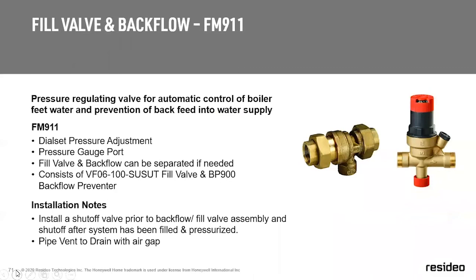Hydronic products, fill valve and backflow preventer, the FM911. That is a set it and forget it. It's an easy fast fill device. It'll fast fill at street pressure. And then whatever you set the poundage for, so if it's 12 or 15 pounds, it will fill and then come down to that pressure automatically. So it's a nice fast fill, set it and forget it. And that comes in a kit.